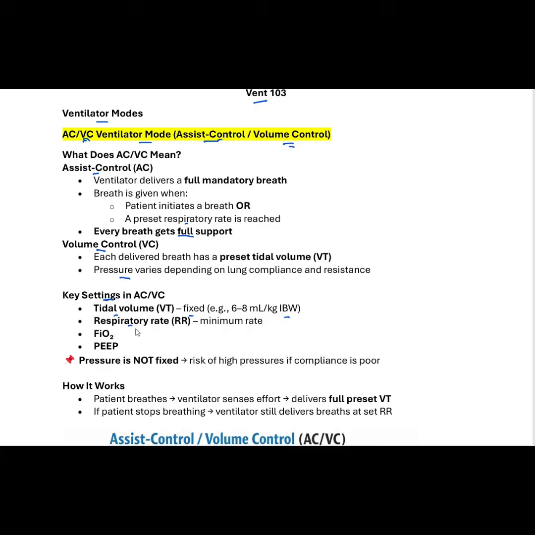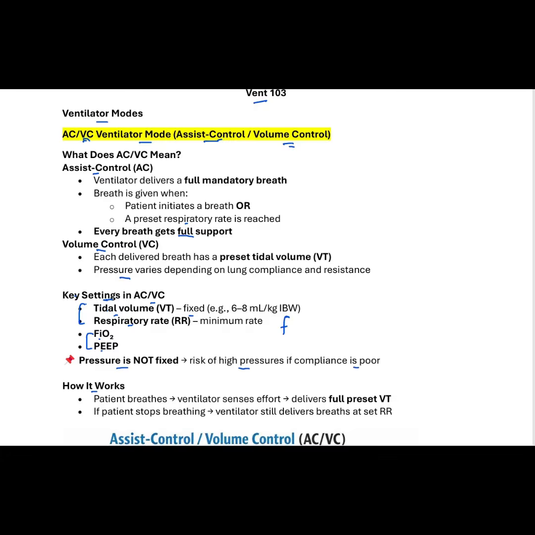Next, you're going to set your respiratory rate or mechanical rate, which is most of the time represented by F. You're going to set your FiO2 and PEEP. Like we mentioned in the past, both the tidal volume and the respiratory rate help with ventilation, and your FiO2 and your PEEP help with oxygenation. So those are the key settings we're going to have on AC/VC. And what's not fixed, or what's not set, is going to be your pressure. Of course, if the compliance of the lung is really poor and you put in a lot of tidal volume, that could make the pressure go up. So there's a risk of higher pressures if compliance is poor.